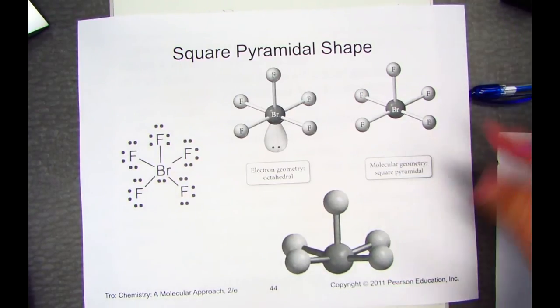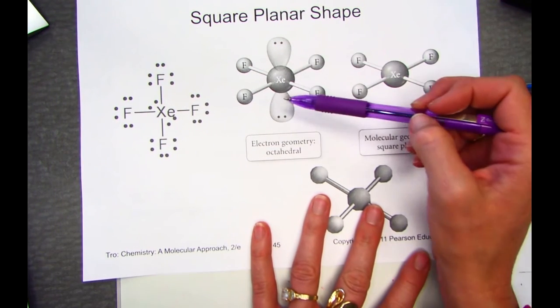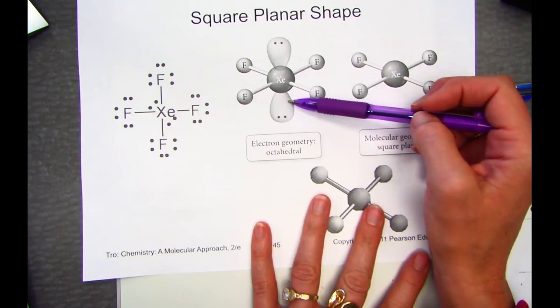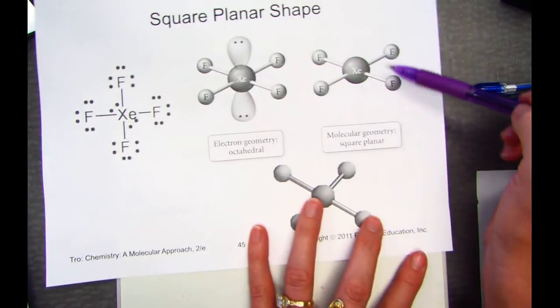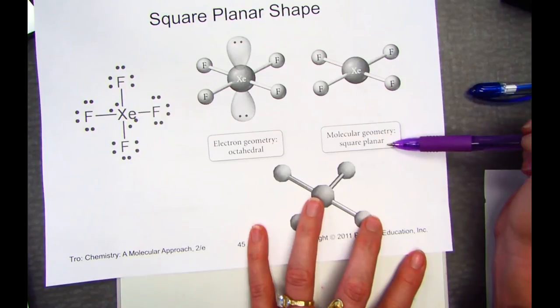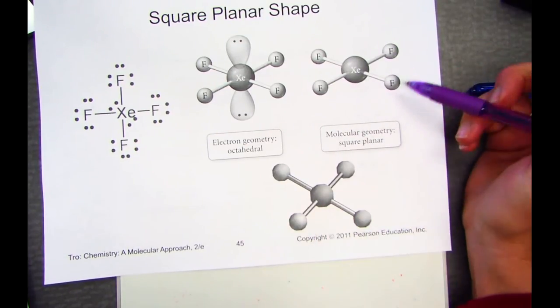If I take off two, I take off the one that is in the same straight line. Xenon tetrafluoride shows two electron domains that are unbonded. Electron geometry is called octahedral. Molecular geometry now shows a square planar molecular geometry. I can see the square as I build these.